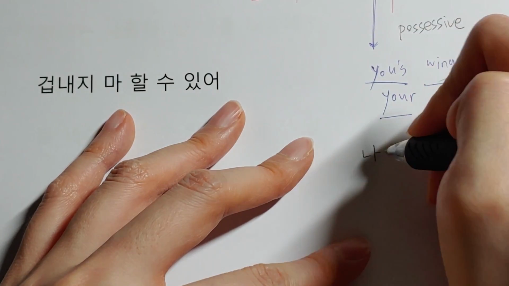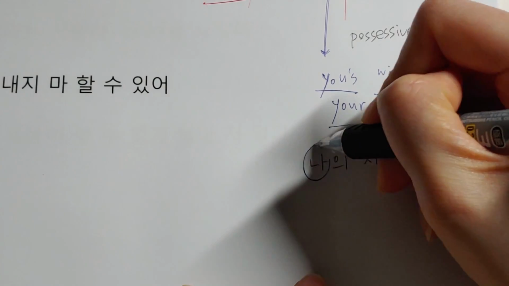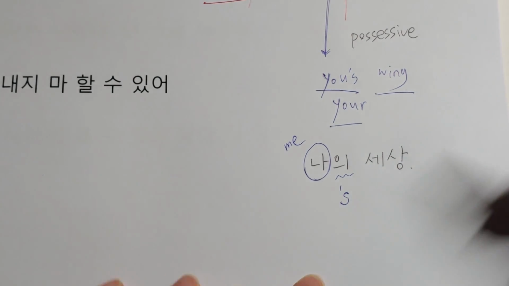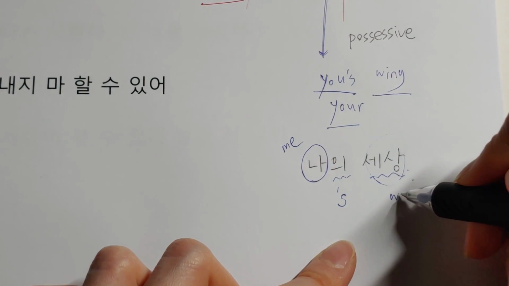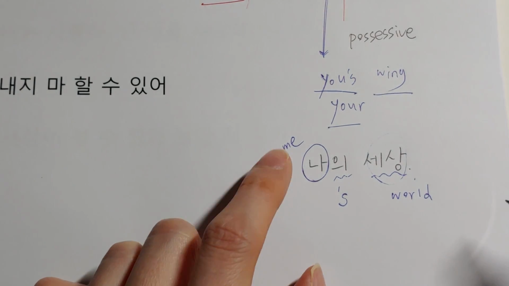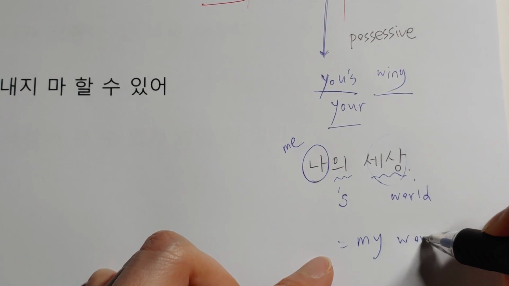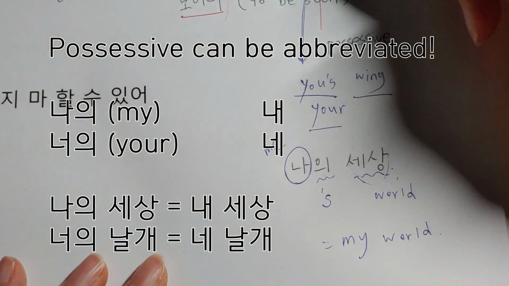Then how about this one? We just learned all the words. So 나 is me, right? And 의 is someone's possession. And 세상, do you remember what it meant? World, right? So it means world. So it means my world. So I hope you got the hang of how to use this particle now.